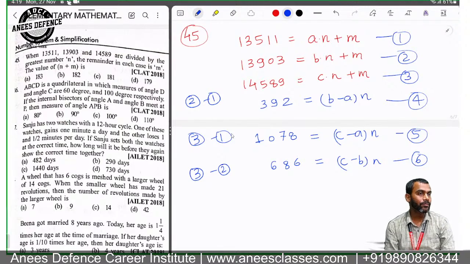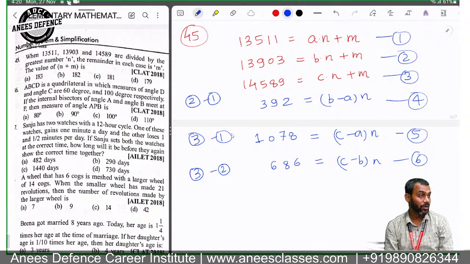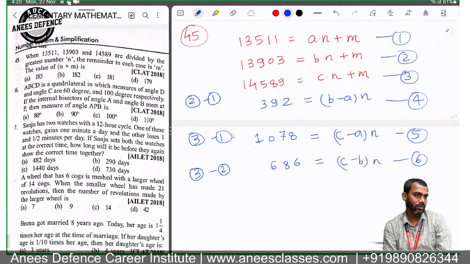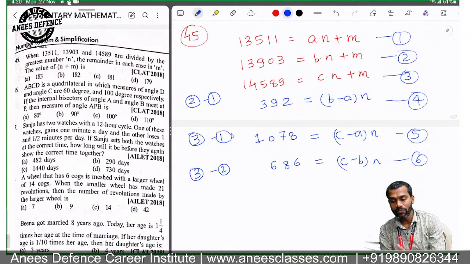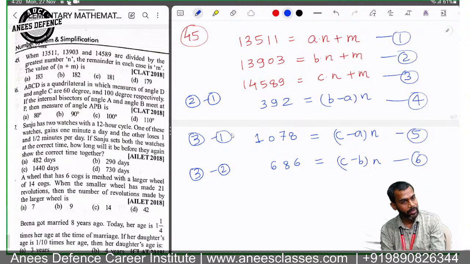It means n is the HCF. That is the highest common number which is there in all these three numbers. So in order to find out n, we need to find out HCF of 392, 1078 and 686. I hope it is clear, because it is multiple of n, and n is the maximum number that can be taken common in all these three numbers. Yes or no? Because here we have got b minus a, c minus a and c minus b. No, the largest number, maximum number, not minimum. n is the largest number that can be taken common from all these numbers. So HCF. Simple. Yes or no?